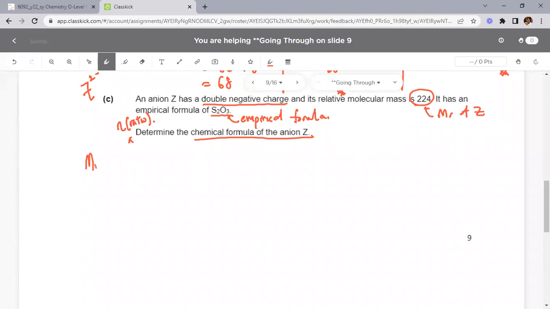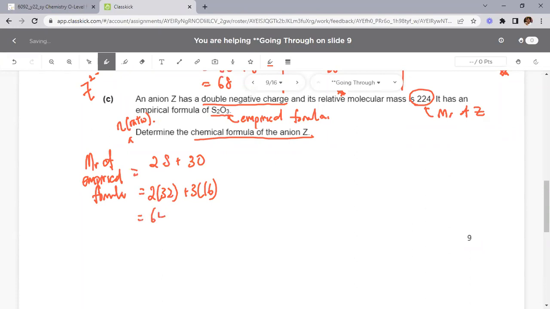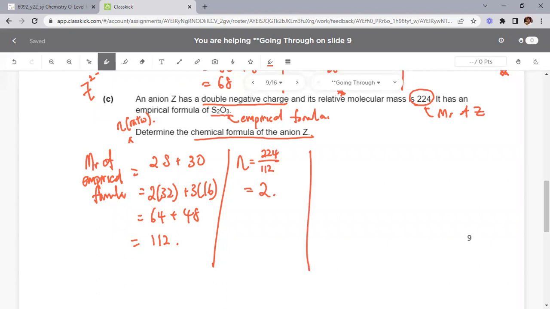So I'm going to find the MR of the empirical formula. This will be 2S plus 3O. So 2 times 32 plus 3 times 16. 64 plus 48, I'm going to get 112. 112 is the MR of the empirical formula. Next, I'm going to find n. n is 224 over 112. This will be 2. And the last one, I'm going to find the chemical formula of Z.